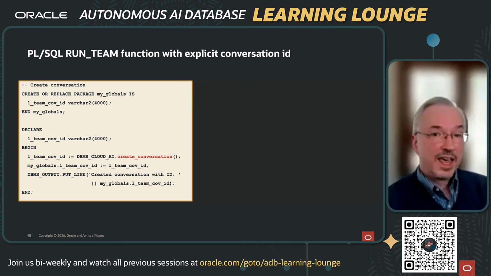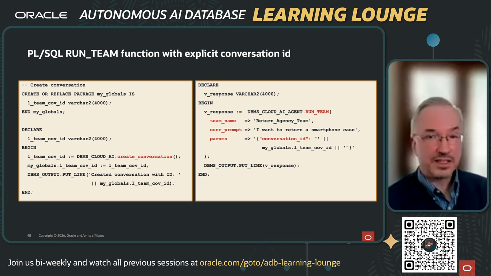Now, in addition, the DBMS_CLOUD_AI_AGENT package provides a run team function for programmatic invocation. First, we'll explicitly create a new conversation for long-term memory. This allows the agent to keep track of and use our previous prompts for context. And then we'll invoke the run team function, specifying the team name, your prompt, and any parameters like the conversation ID that we created on the left. You can invoke the run team function multiple times using the same conversation ID with your prompts as you engage with the agent.